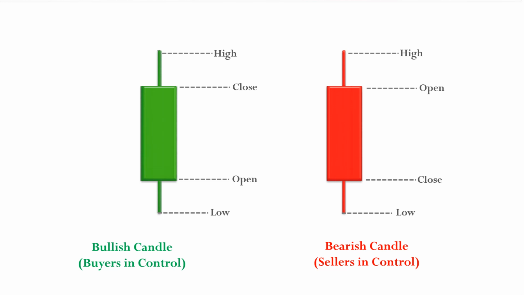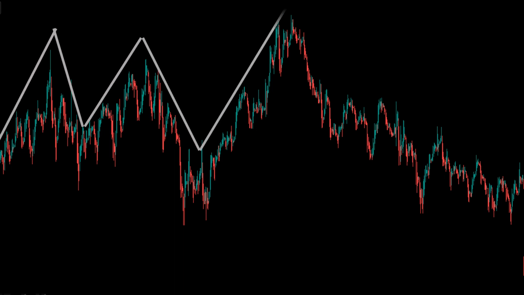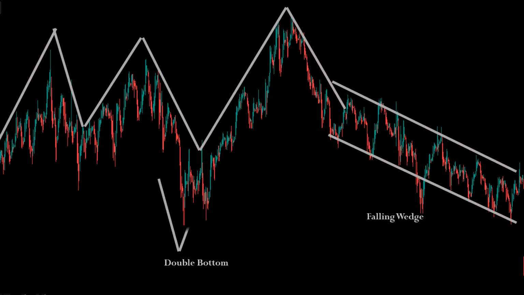Now, the key idea beginners must understand is that if the candle closes higher than it opened, it usually appears green or bullish. This means buyers were stronger. If the candle closes lower than it opened, it appears red or bearish. This means the sellers dominated. Sounds simple, right? But here's where it gets powerful. When you combine multiple candles together, you begin to see patterns forming in the market. And these patterns often give traders clues about what might happen next.